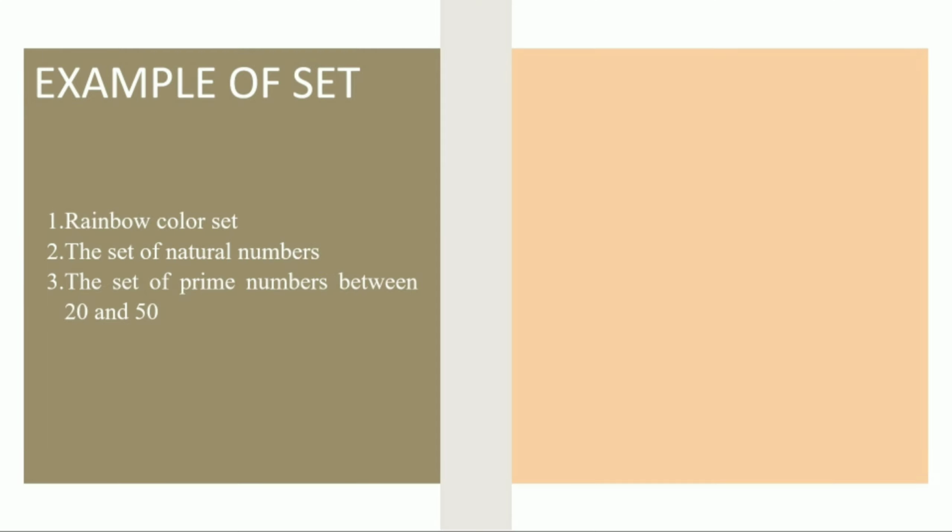We can see the examples of set and non-set. First examples of set are the rainbow color set, the set of natural numbers, and the set of prime numbers between 20 and 50. All three examples can be clearly defined and measured, so they can be called sets.